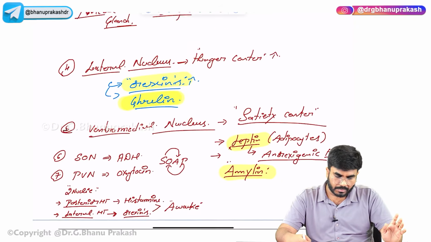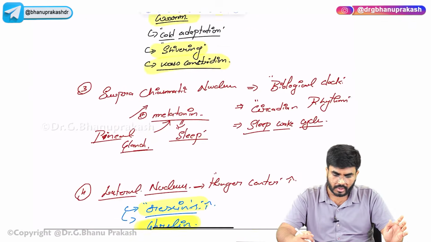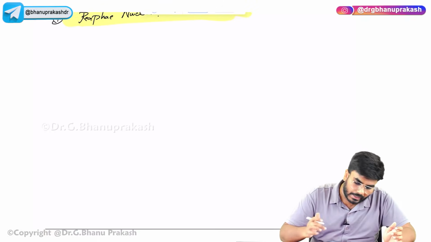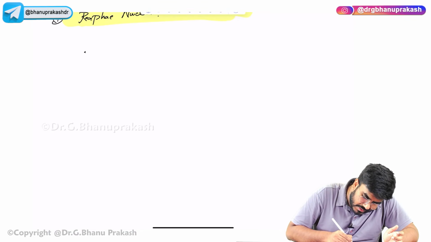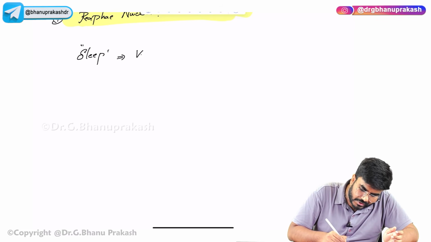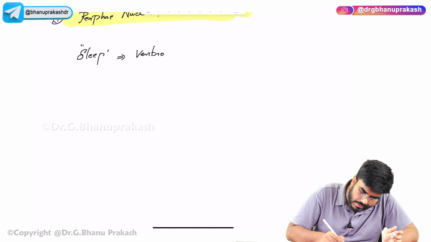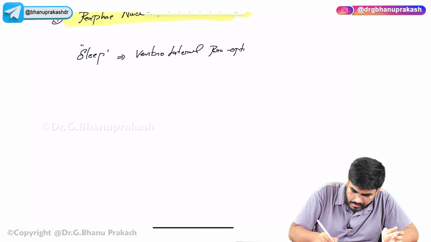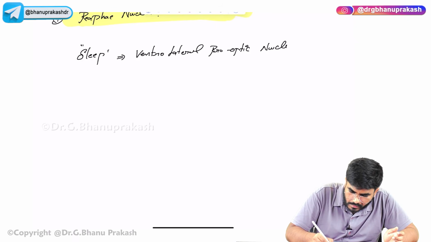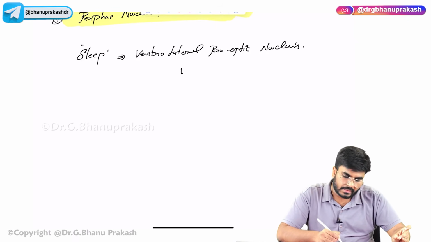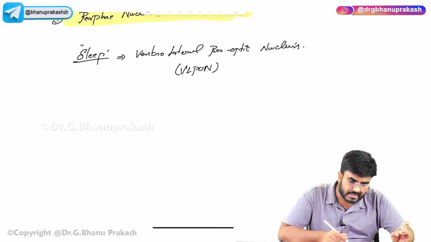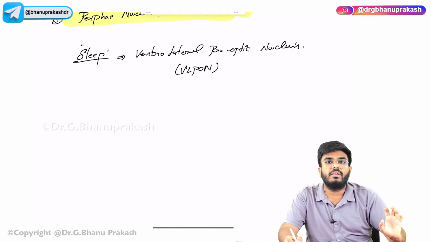Sleeping centers. All the important nuclei in the hypothalamus are completed. Now the wakefulness area is completed, and let me discuss the sleeping areas. The ventrolateral preoptic nucleus, VLPO, is your sleeping center.